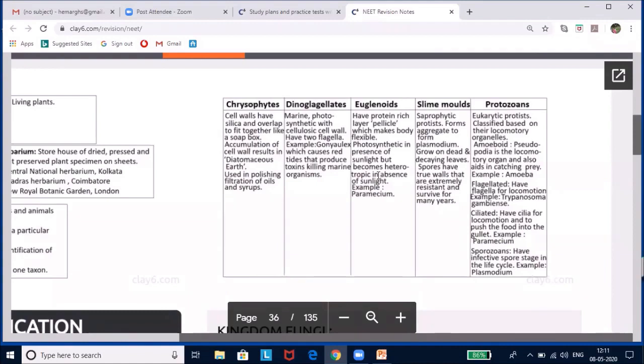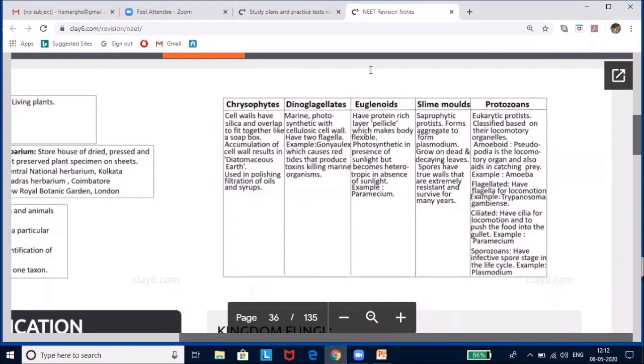You might have heard of red tides happening. So in the oceans, when Gonyaulax reproduces or multiplies explosively, it is a red alga. It imparts red color to the water, and this is known as the red tide. And the toxins that they produce will kill many marine organisms.